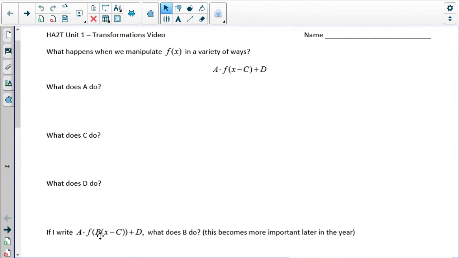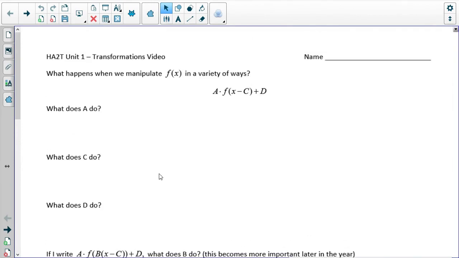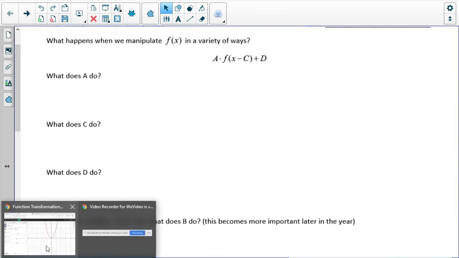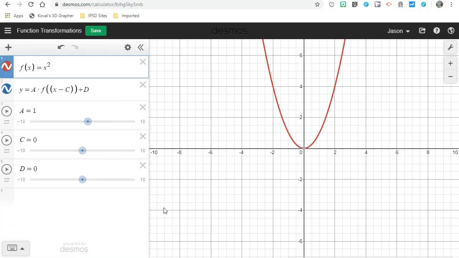The 4th thing that we can do is we can actually multiply the x value on the inside of f of x too. So we're going to answer what does A do, what does C do, what does D do, and then finally I'll talk about what B does briefly without any explanation, and then you'll just kind of have to trust me until we get to that part of the year where we can explore it more deeply. So let's take a look at the function y equals x squared.